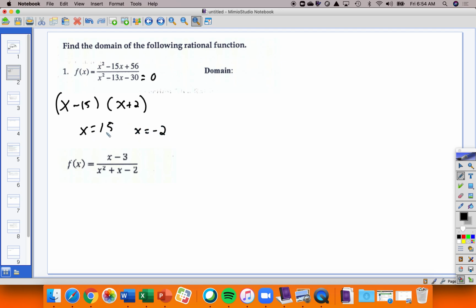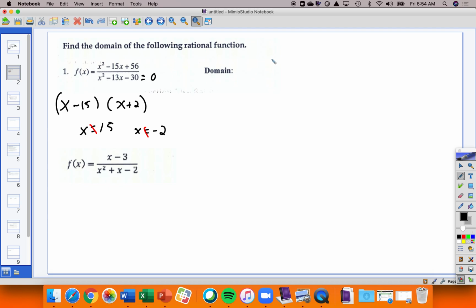Now, even though we got x equals, we're talking about domain, so we're really saying x cannot be these values. Because when I plug these values into my function, I get 0 in my denominator. So I need to somehow write the domain as everything except for 15 and negative 2.